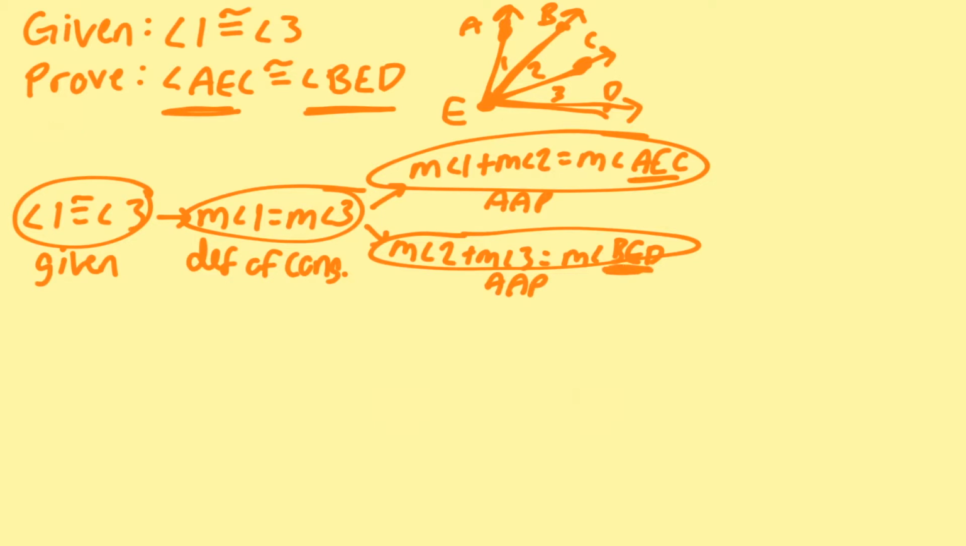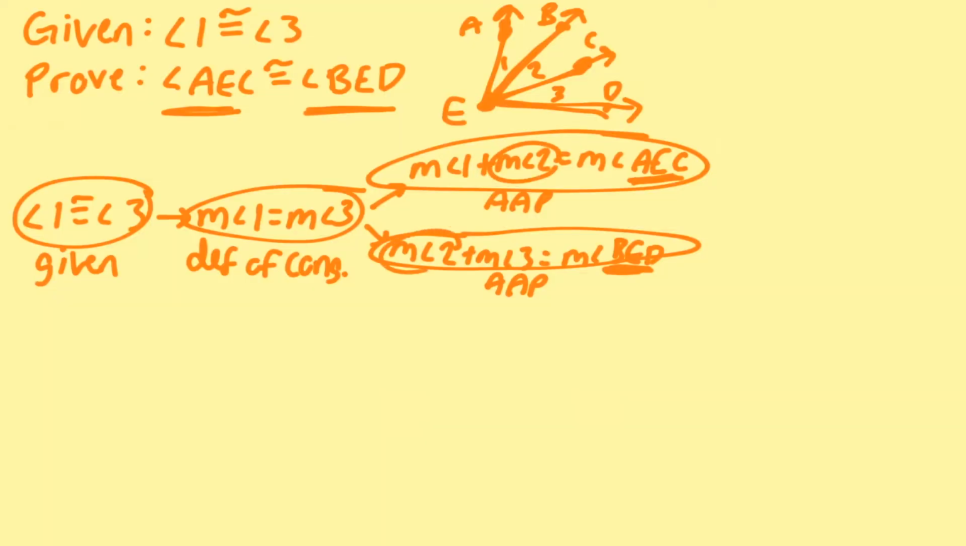We want to keep a BED and an AEC because we're trying to have that left at the end. So we want to get the entire other sides to equal each other. Right now they both have an angle 2, but this is an angle 1 and this is an angle 3. So we can change either one, either the 1 to a 3 or the 3 to a 1, because we know that they're congruent from this step. We assumed that angle 1 and angle 3 are the same.